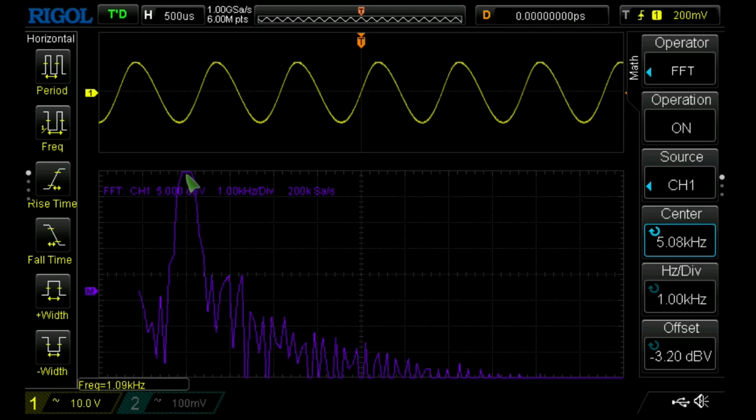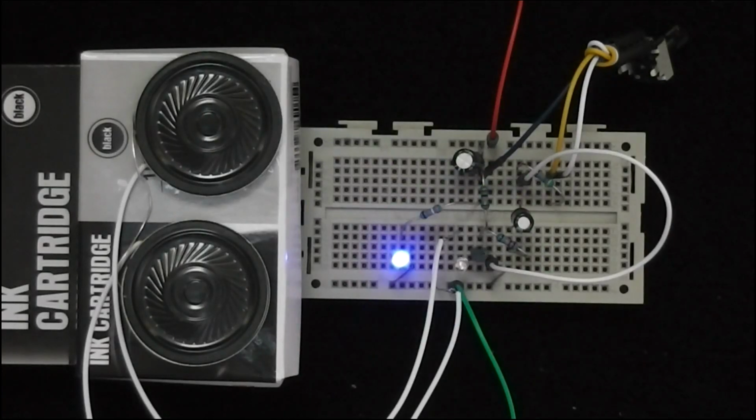There are limitations with these scope FFTs. But if you look at this down here, this in theory is the second harmonic. But you can see there's these little peaks here which are rather strange and not normally present in a sine wave FFT.